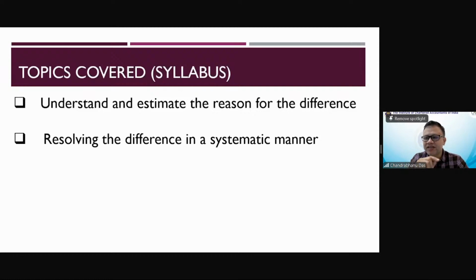To resolve the difference, I have to do it in a systematic manner. All of this is there in your study material also, and I'll cover in the slides how you find the difference and how you resolve it. These two portions create confusion in the minds of students during exams. They are not able to gauge how to estimate that difference and how to resolve it. Once we clear the confusion, bank reconciliation is very easy, and we can attack the questions. We just have to use a practical bent of mind. That's all.